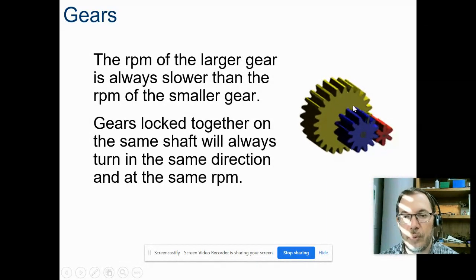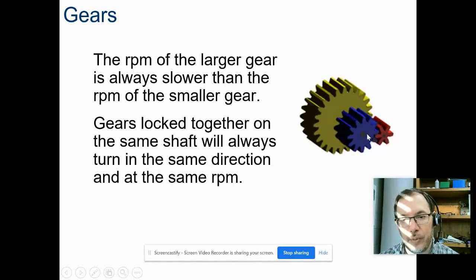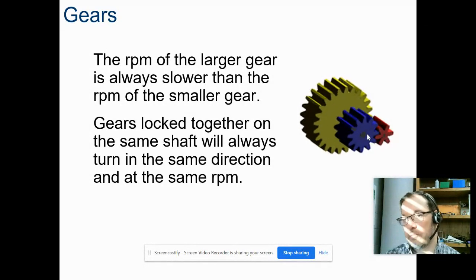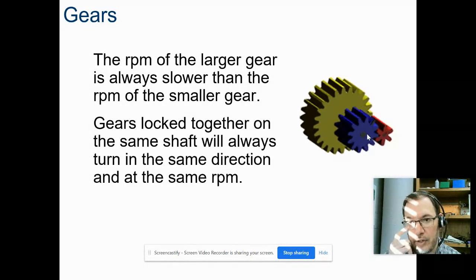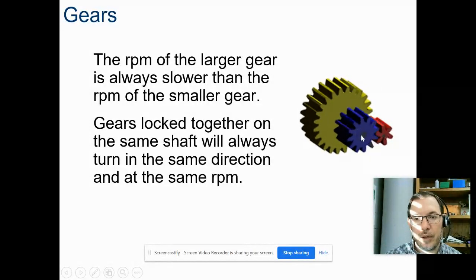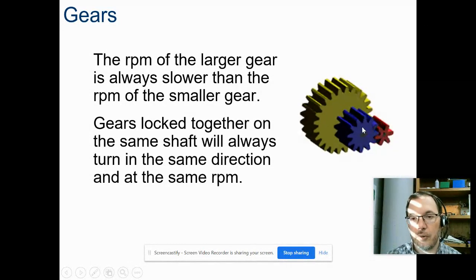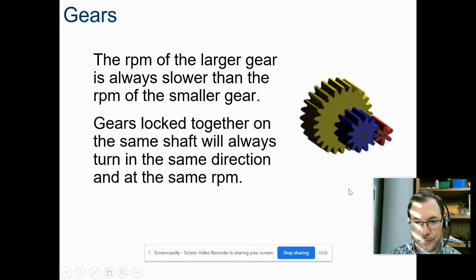But as far as how many rotations per minute, if they're on the same shaft, they have to be turning at the same speed. They're not going to be able to turn at different speeds because they're only going to turn as fast as that shaft is turning. So on the same axle: same RPM, same angular velocity. If they are meshed together, tooth to tooth, larger ones are slower, smaller ones are faster.